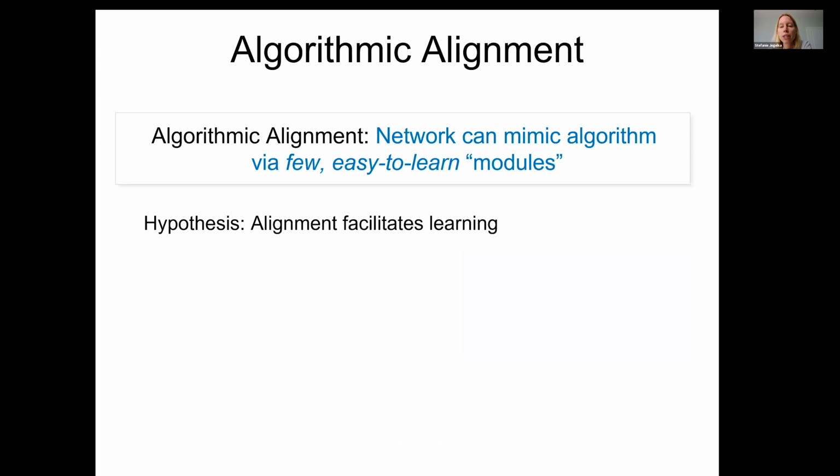If the network can mimic an algorithm for solving your task, such as shortest path, by putting a few simple functions into these gray boxes, then the network should be able to learn this task well. And if not, if you just look at the feed-forward neural network, it has to learn a lot of the structure of the task from scratch. So that should be much harder. That's the hypothesis. So let's look at a few examples to illustrate this.